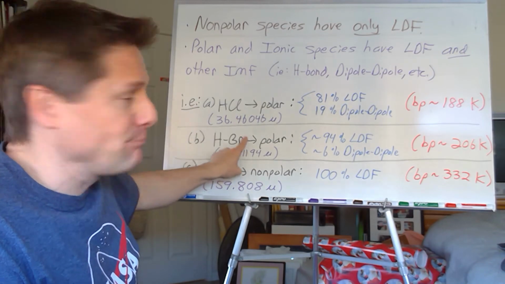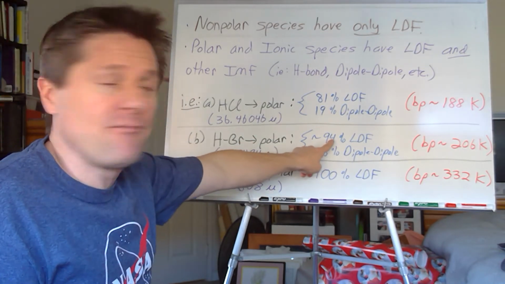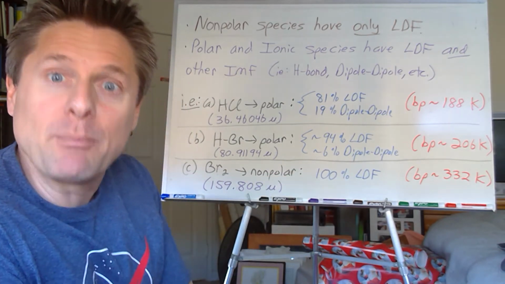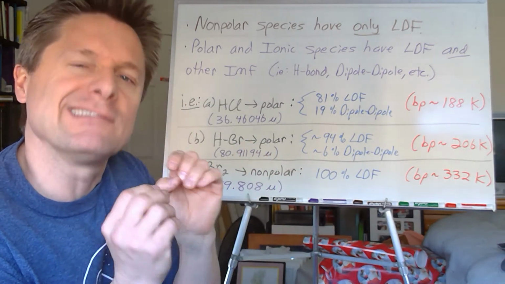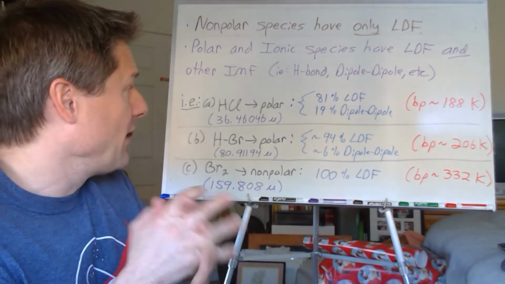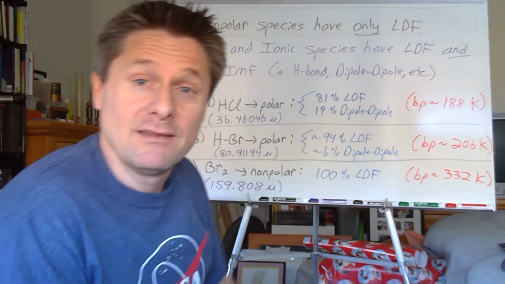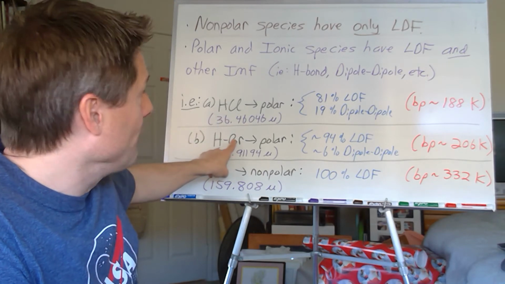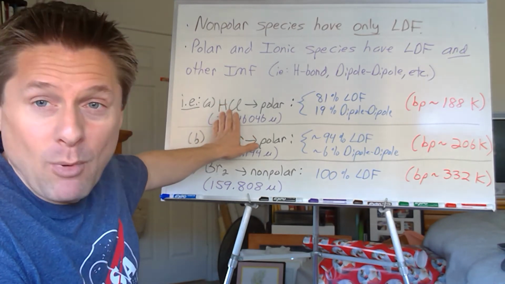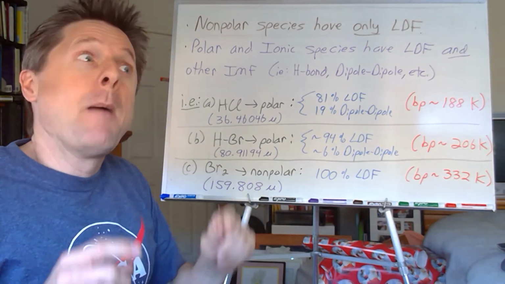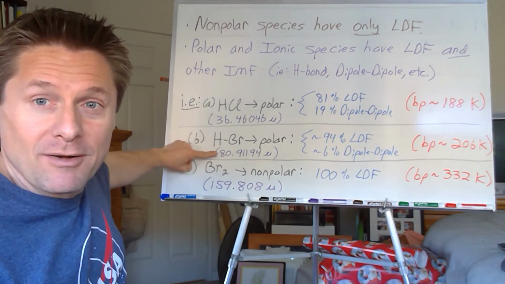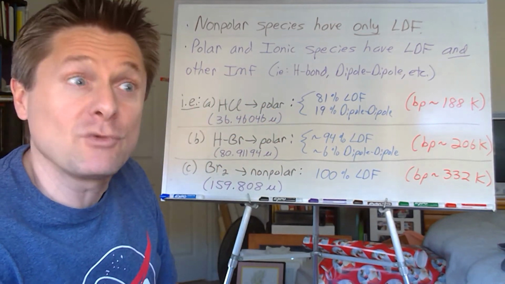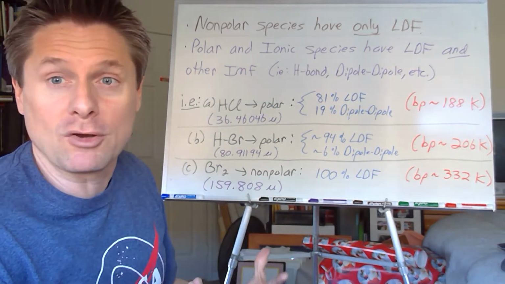And it's also less polar. So it's about 94%, give or take, London dispersion forces, and about 6% dipole-dipole. So the van der Waals forces are a little less impacted by the dipole-dipole. But the boiling point is 206, right? So it's less polar than HCl. You'd think HCl would have a higher boiling point because it's more polar, right? But it's a lot smaller. HBr has over double that. The bromine atom's huge compared to the chlorine, so it's more polarizable. So, much stronger London dispersion effect.